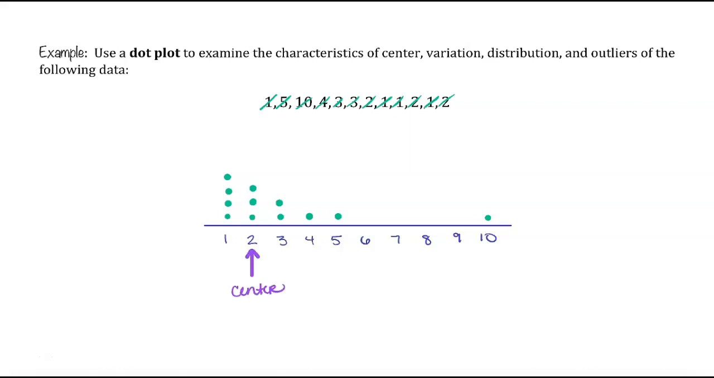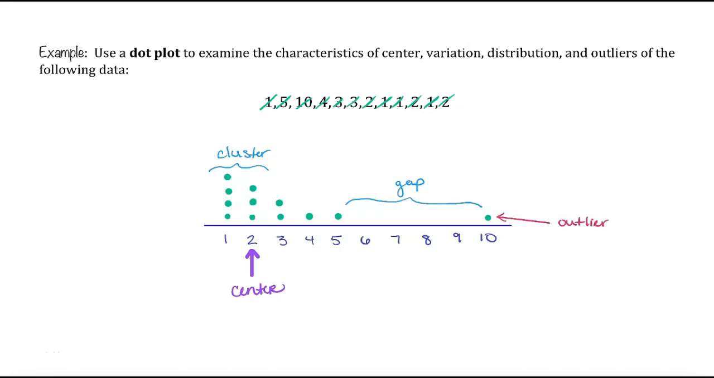In terms of variation, or the spread of the data, we could say that this data ranges from 1 to 10. Now let's talk about the distribution, or nature, or shape of this data. We can say that the data is clustered around the data values 1 and 2, and that there's a gap from 5 to 10. Finally, we can also see that there's definitely an outlier. This single data value of 10 is very far away from the rest of the data. So this is an example of an outlier.